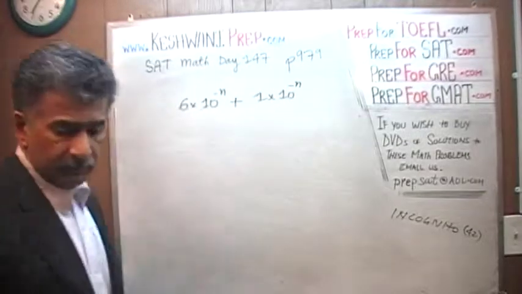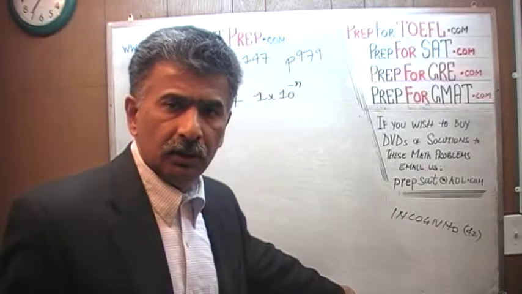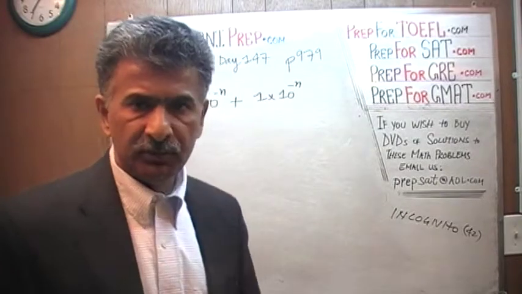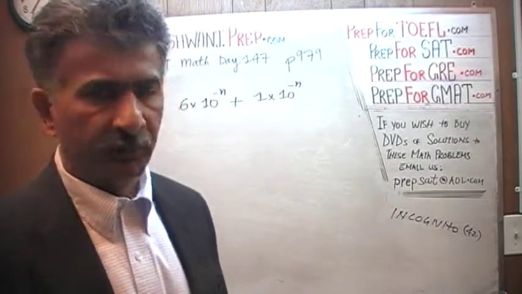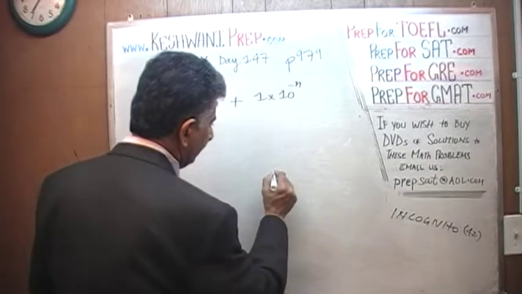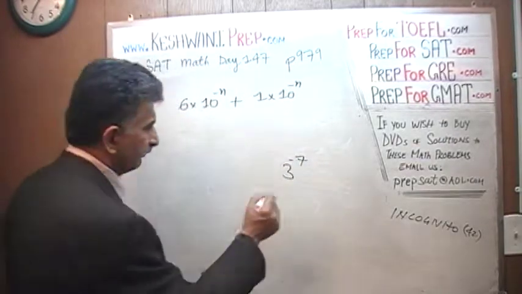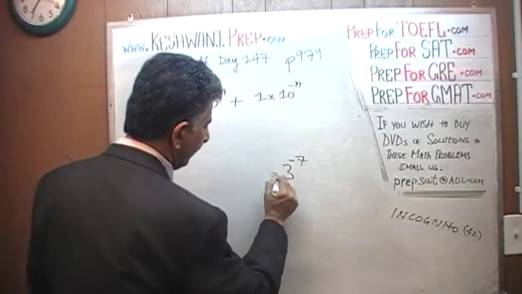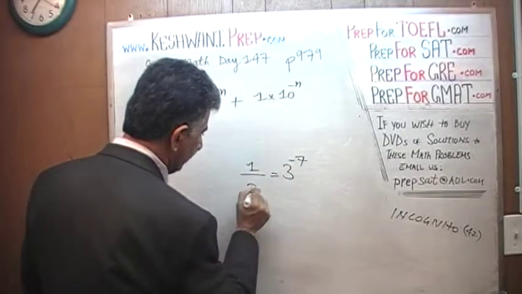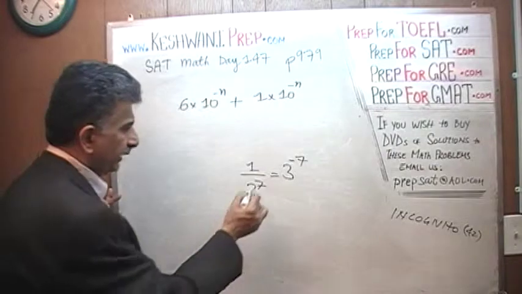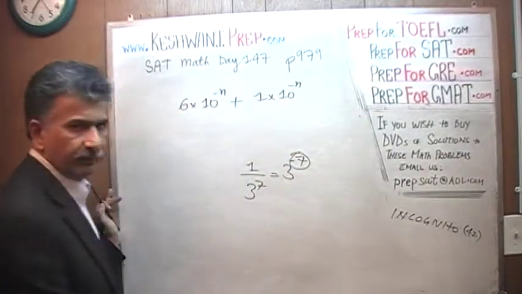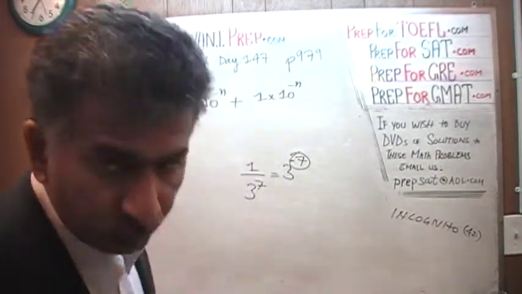What they want to see here is whether or not you know how to deal with your exponents, basic, elementary manipulation of exponents. For example, 3 raised to negative 7, since it's a negative exponent, is the same as 1 over 3 raised to 7. When you bring it down, this negative 7 becomes positive 7. That's all they want to see here.